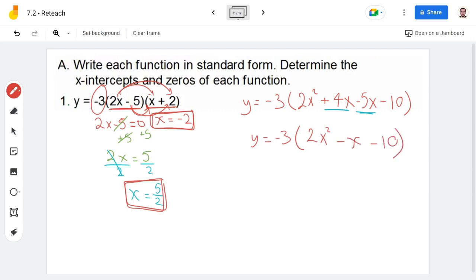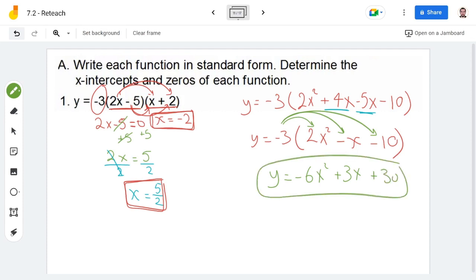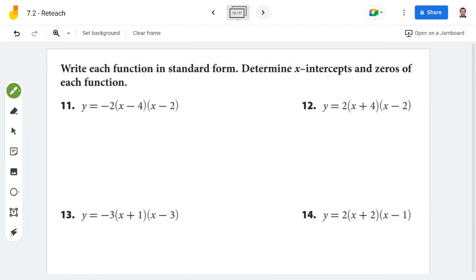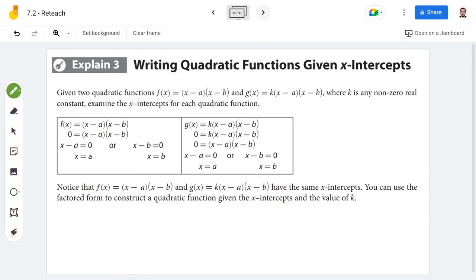Now let's use the distributive property for this one. So negative 3 times 2 is equal to negative 6x squared. Negative 3 times negative x is positive 3x, because negative with negative is positive. And negative 3 times negative 10 is positive 30. So now this one is my standard form. Clear? I hope this one is clear. You have here some practice questions. Try to practice finding the zeros and writing them in standard form.